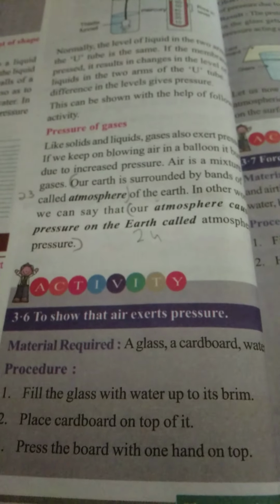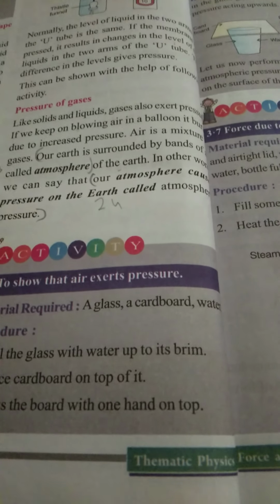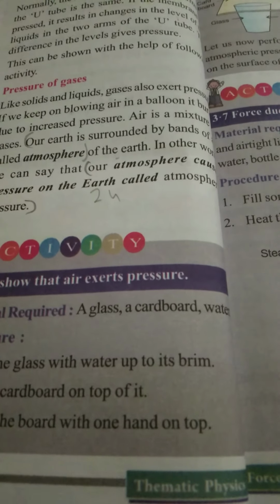So next one is air is a mixture of gases. But we know our earth is surrounded by bands of air called the atmosphere of the earth.